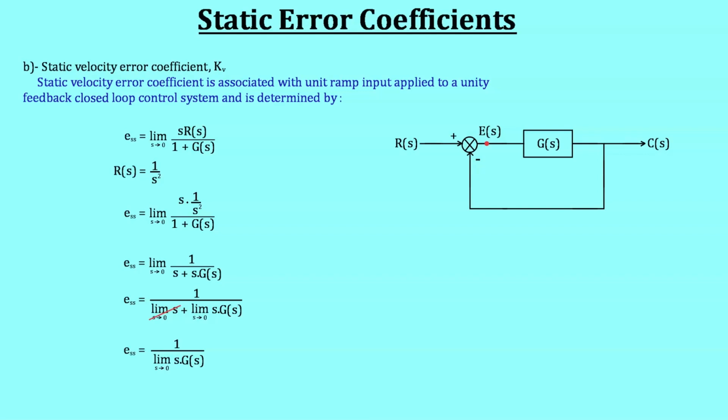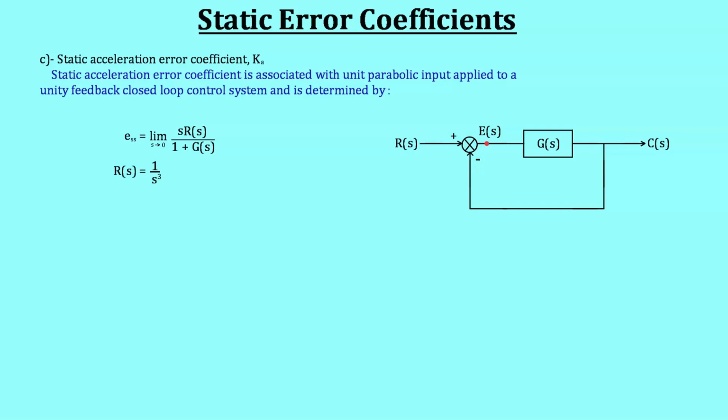That's why we have cancelled the first term in the denominator, giving us steady state value to be equal to 1 upon limiting value when s tends to 0 of the expression s multiplied by the Laplace transform of feed forward function. Static velocity error coefficient is defined as the limiting value when s tends to 0 of the expression s multiplied by Laplace transform of the feed forward function. Also, steady state value can also be written in terms of static velocity error coefficient, which will come out to be equal to 1 divided by static velocity error coefficient.